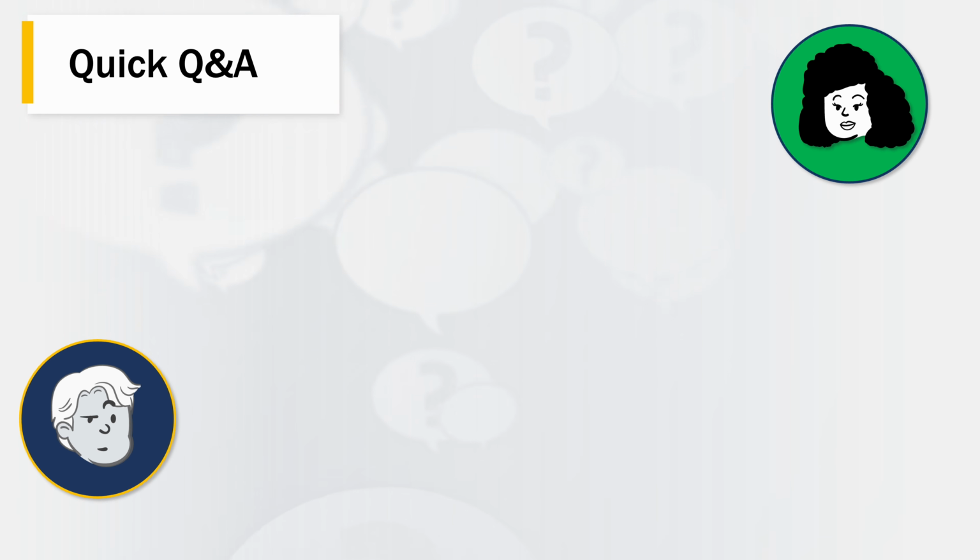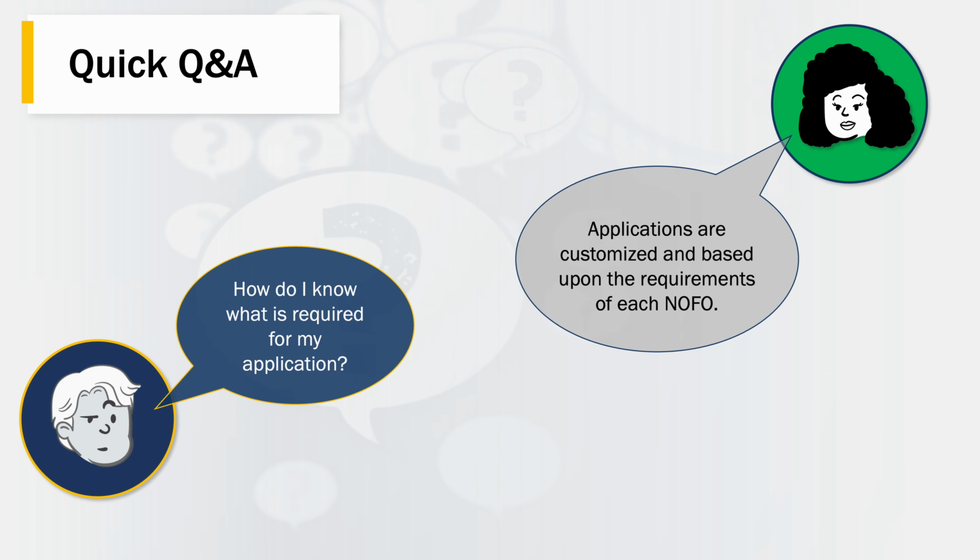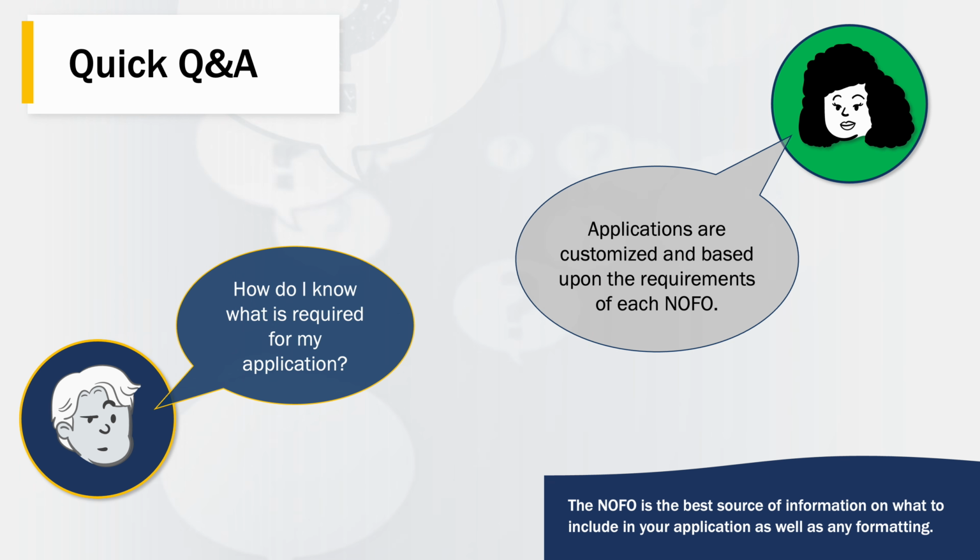Let's review with a common question. How do I know what is required for my application? Applications are customized based on the requirements of each NOFO. For instance, some NOFOs require applicants to submit a web-based budget, while others require you to upload budget documents. The NOFO is your best source of information regarding what to include in your application and any formatting requirements.